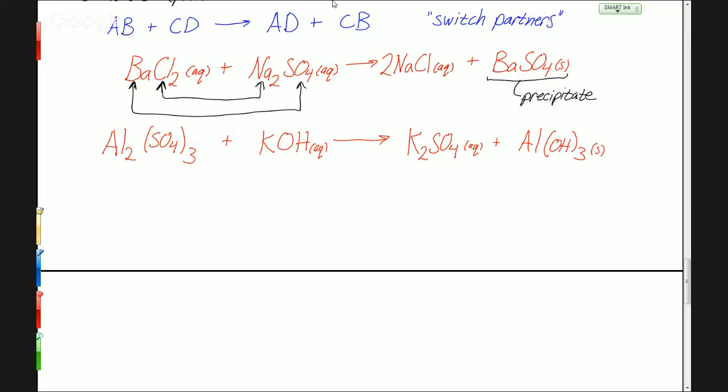How do you balance it? 6 before KOH, so we need 6 of these, then 3, and 3 of these, and then 2 of those. Yep, looks good.